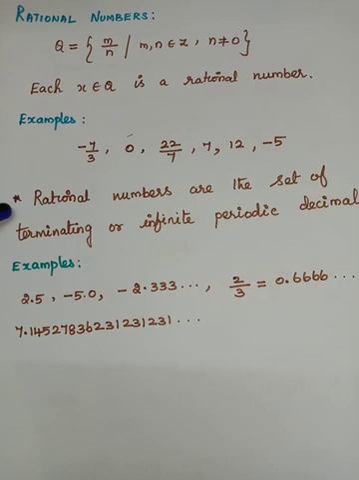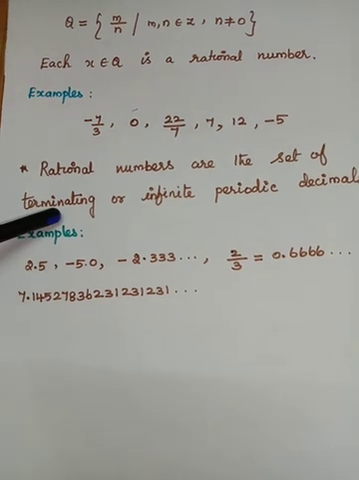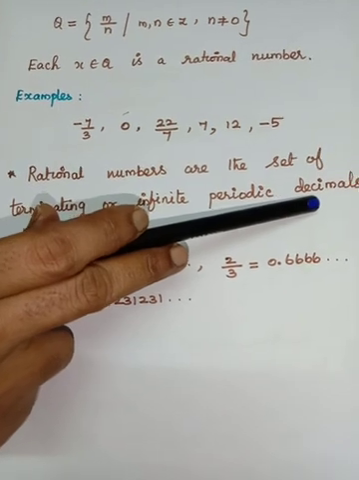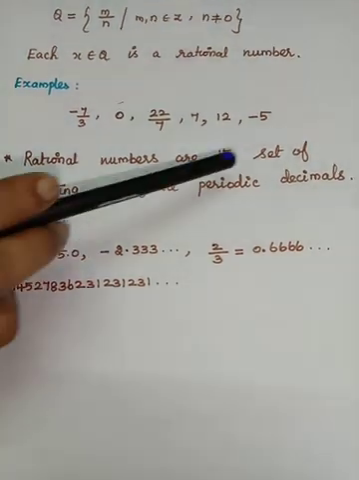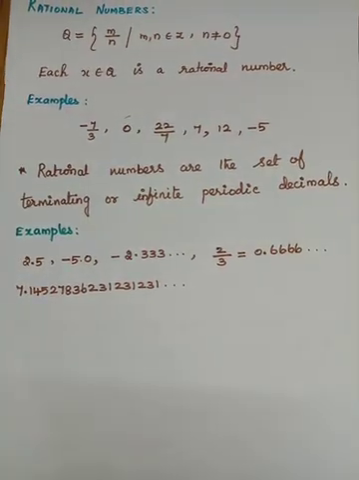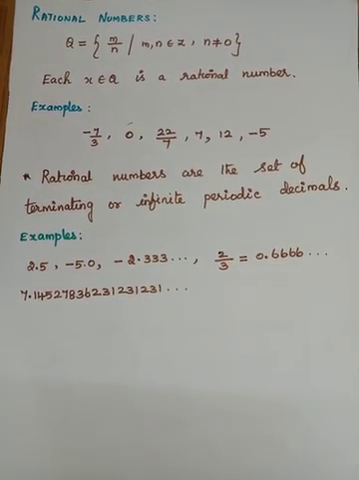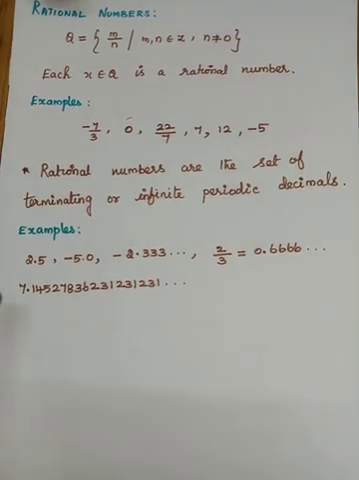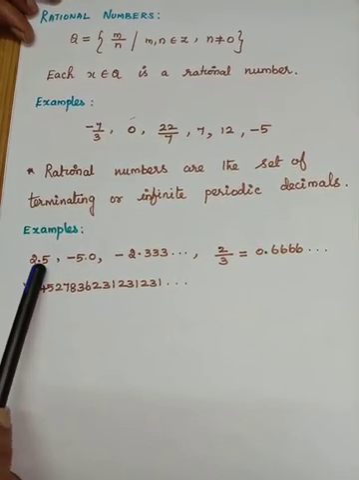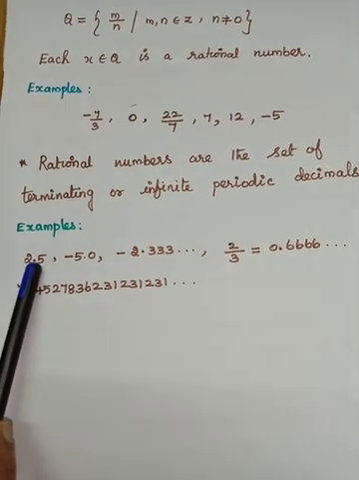In earlier classes, you have studied that rational numbers are the set of terminating or infinite periodic decimals. Terminating decimals means the decimal places have to terminate. See the example 2.5. Here 5 is in the decimal place. After that no digit is there, so it is terminated. It stops after one decimal place.